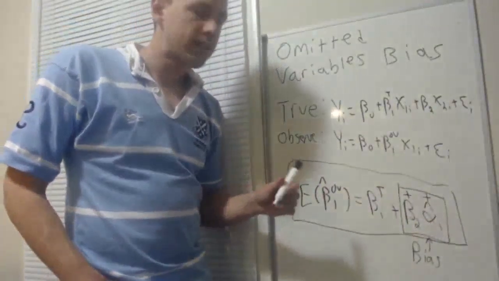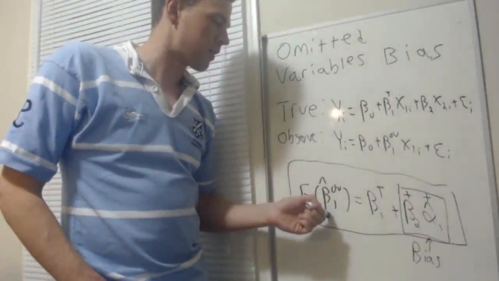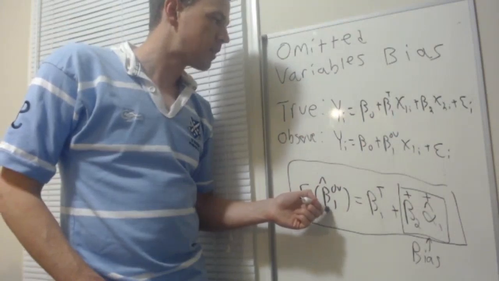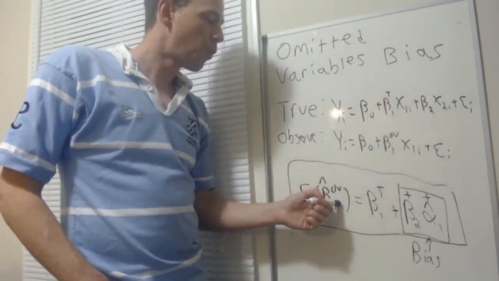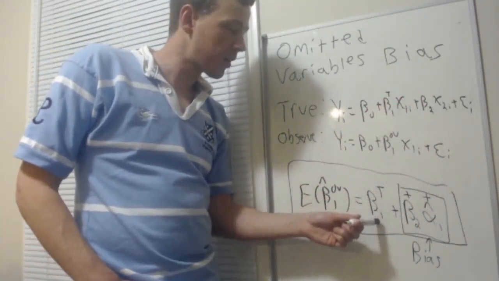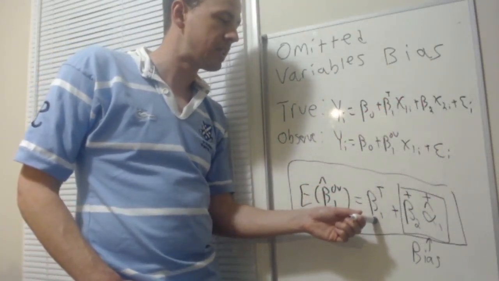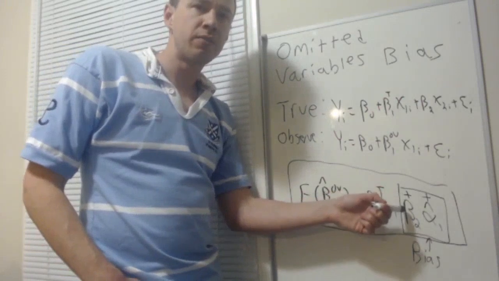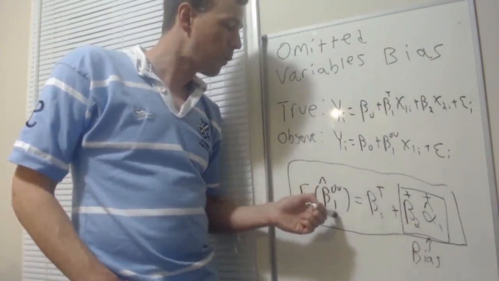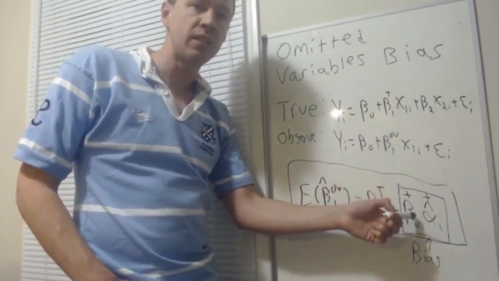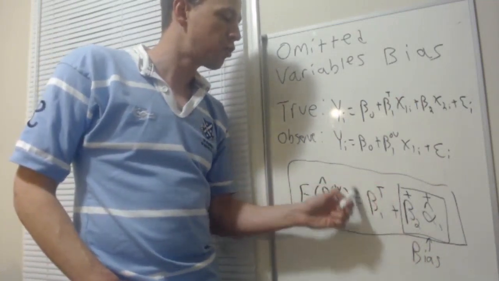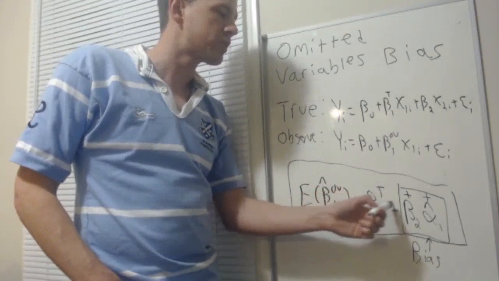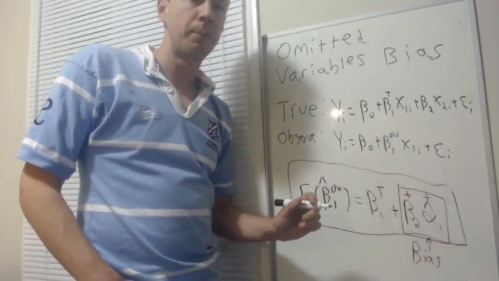So what that tells us is that if we run the observed model, if we estimate beta 1 hat without x2 included in the model, what we're going to estimate is the true causal effect of education, beta 1, plus a positive bias, which is to say what we estimate is going to overstate the importance of education, because it's going to combine the true impact that education has on wages plus the impact that ability has on wages.